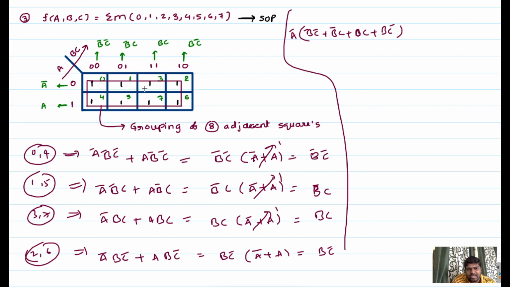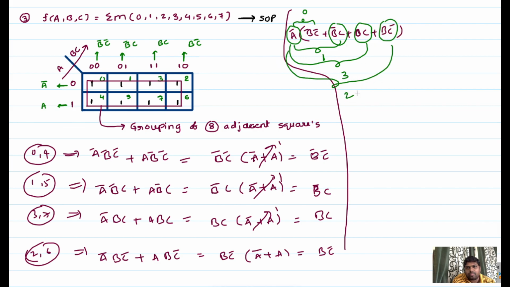If you take this entire row, for 0 I will get a bar b bar c bar equals 0, and next a bar b bar c is nothing but 1. That means this a bar and this b bar c bar will form 1. Next, with bc, this will form 3, and with this bc bar, this will form 2. So I will write a bar into b bar c bar plus b bar c plus bc plus bc bar.